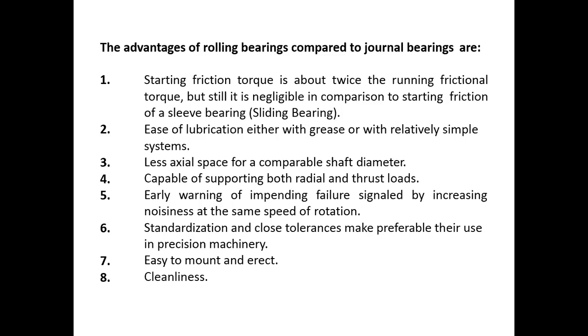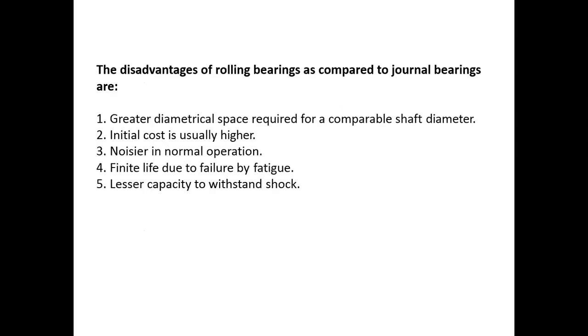What are the disadvantages? The disadvantages of the rolling bearing are that greater diametral space is required for a comparable shaft diameter. The initial cost is usually higher, and during normal or low speed operation the noise is more than the sliding contact bearing. Due to the fatigue load, the life is limited for the rolling contact bearing, and it has lesser capacity to withstand shock.